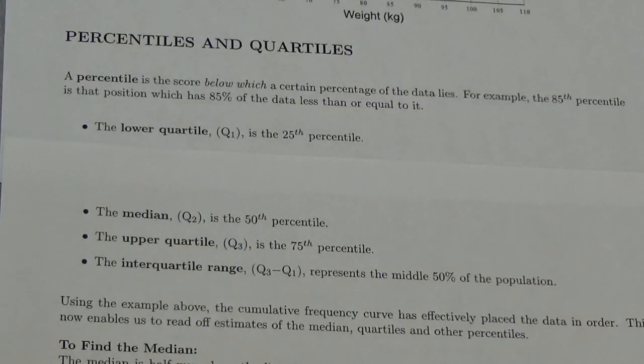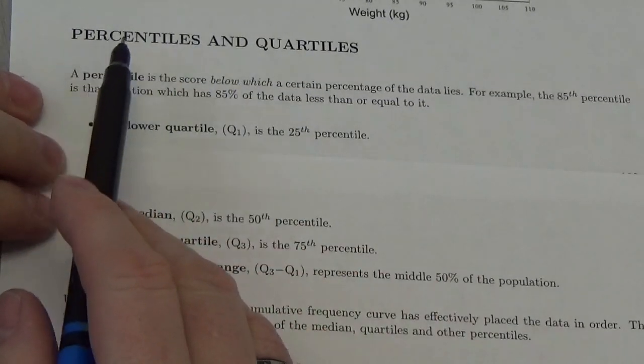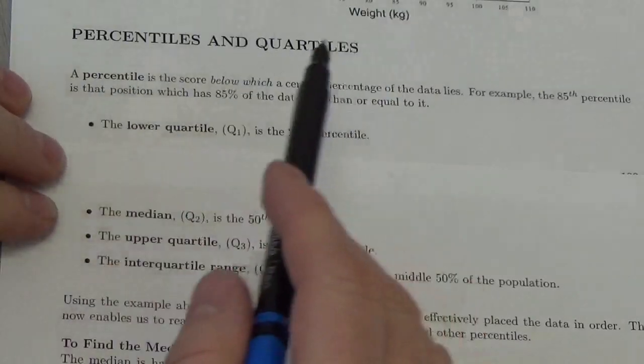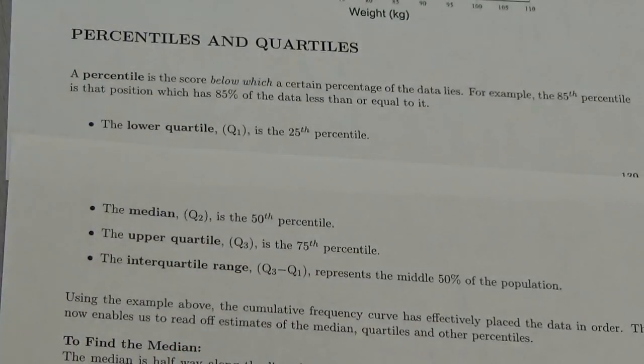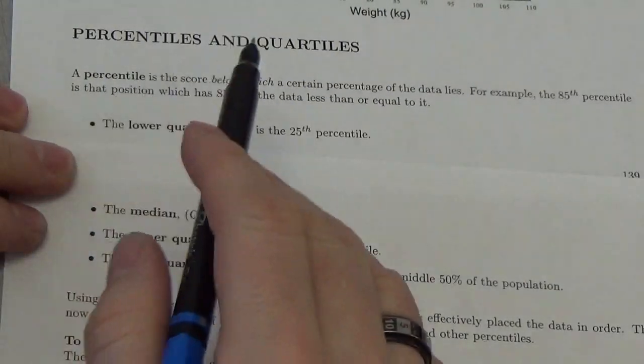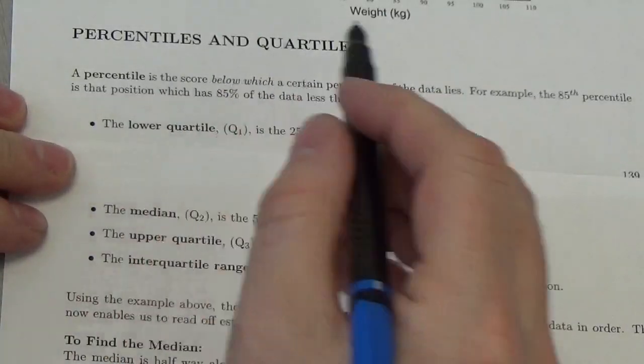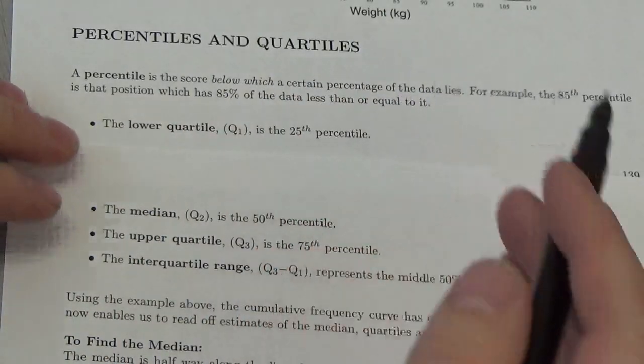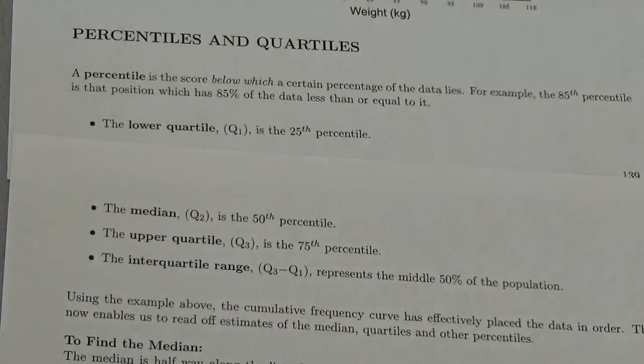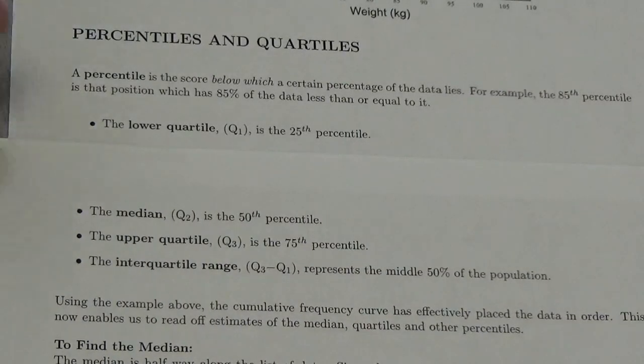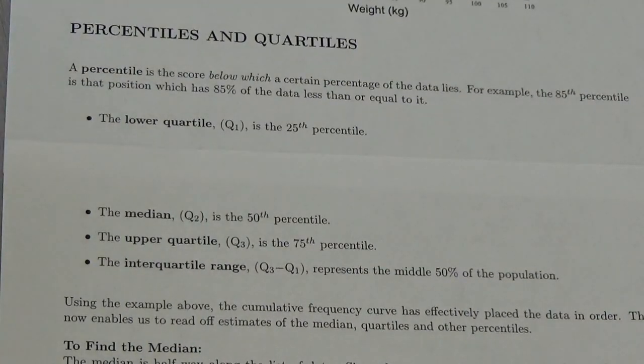Okay, now we want to introduce a couple of new ideas. They're not very complicated though. Percentiles and quartiles. A percentile is the score below which a certain percentage of the data lies. The example we give here is, let's say that in some context you are in the 85th percentile. That means that you are above 85% of the population.